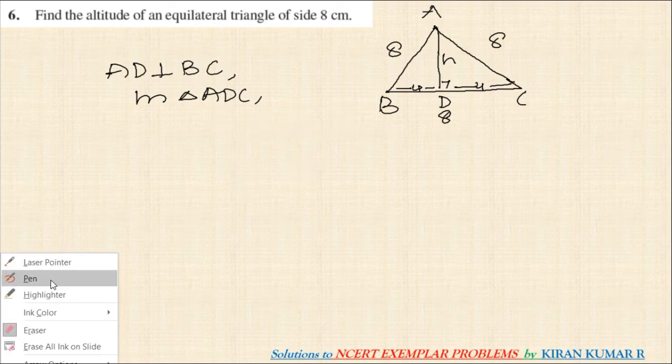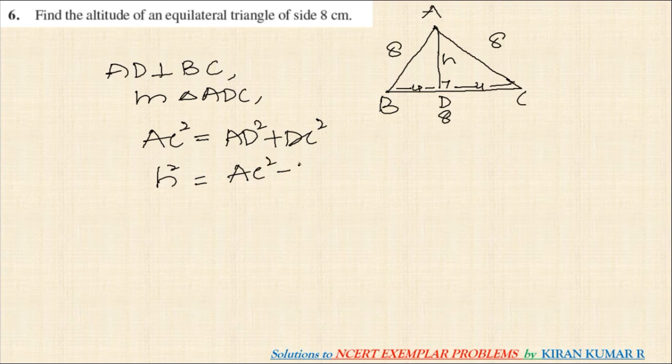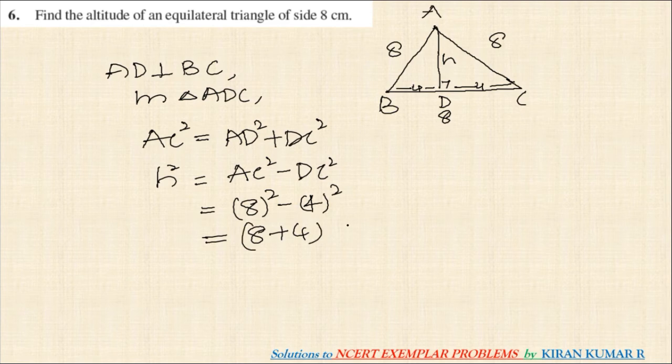Square on the hypotenuse will be AC square, which will be equal to AD square plus DC square. So AD square, which is H square, is equal to AC square minus DC square. So 8 square minus 4 square. A square minus B square is A plus B multiplied by A minus B. 8 plus 4 is 12, multiplied by 4, nothing but 48.